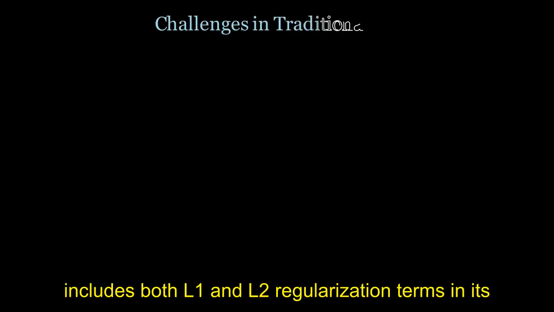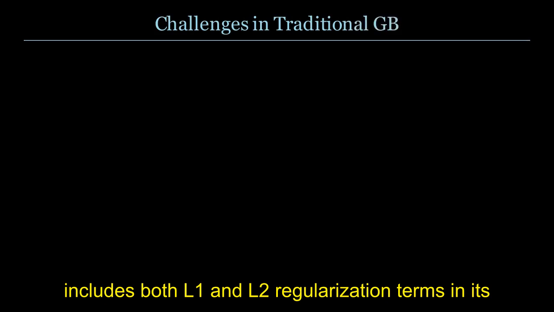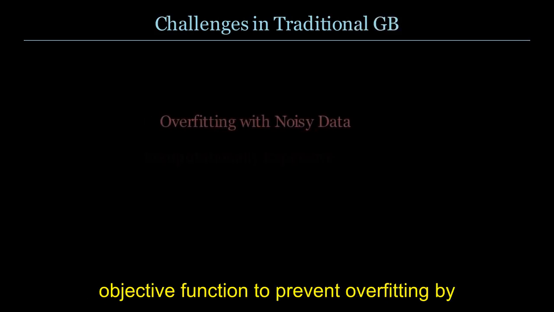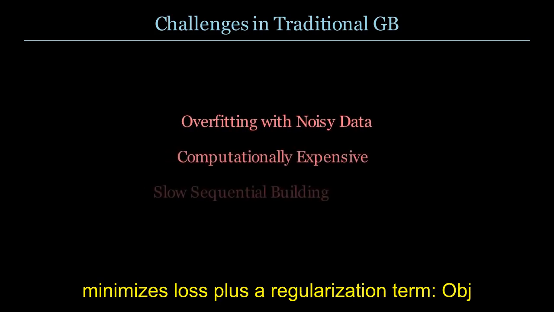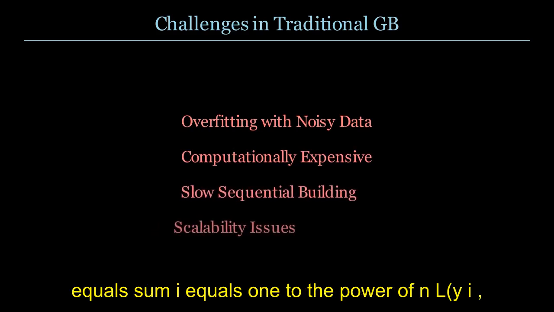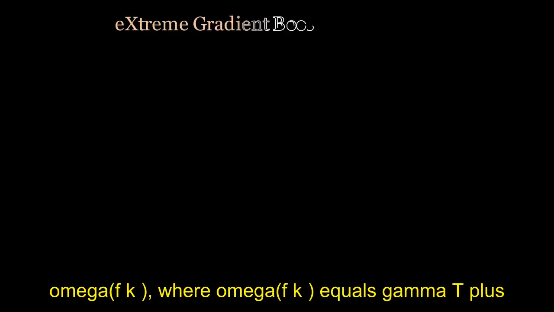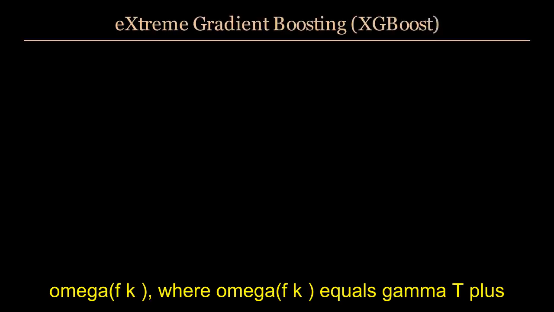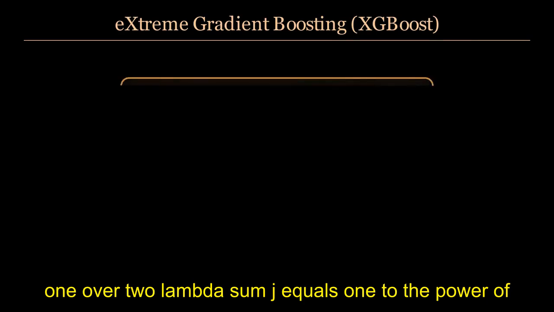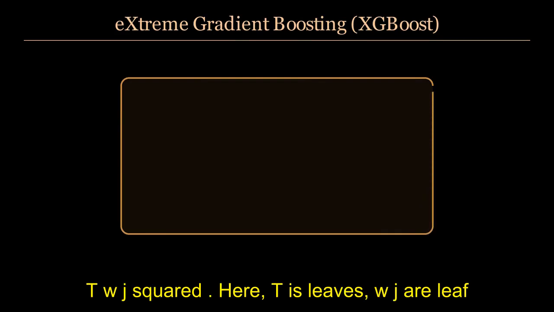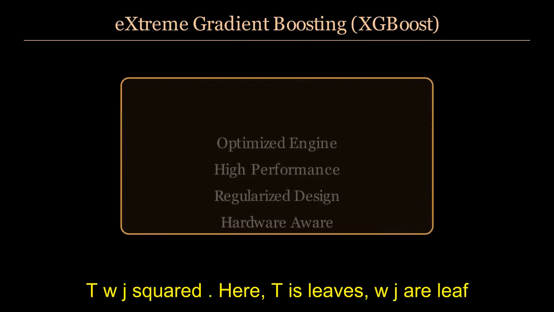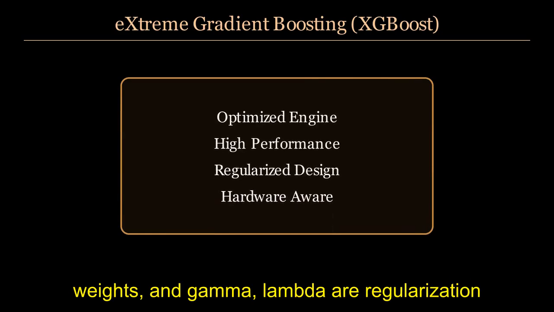One of XGBoost's most significant contributions is its robust regularization. It includes both L1 and L2 regularization terms in its objective function to prevent overfitting by penalizing complex models. The objective function minimizes loss plus a regularization term: obj = sum from i=1 to n of L(y_i, ŷ_i), plus sum from k=1 to K of Ω(f_k), where Ω(f_k) = γT + 1/2 λ sum from j=1 to T of w_j squared. Here, T is the number of leaves, w_j are leaf weights, and γ, λ are regularization parameters.